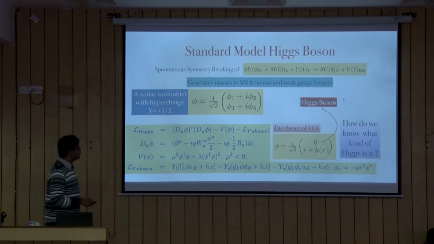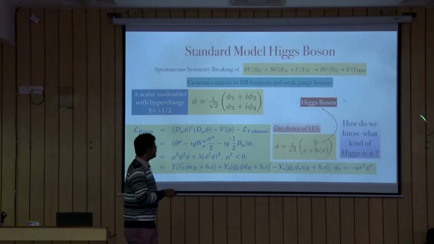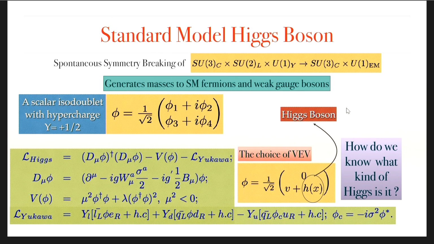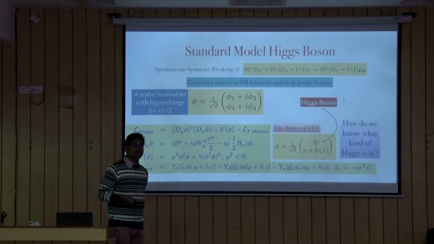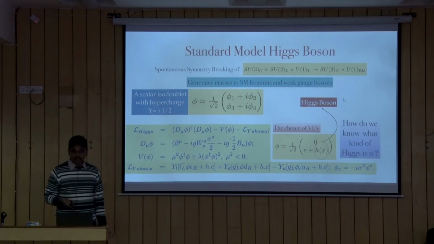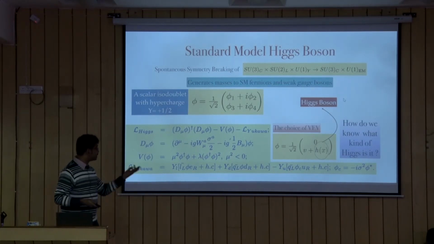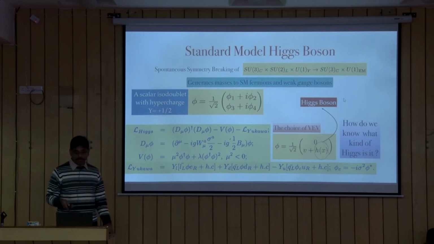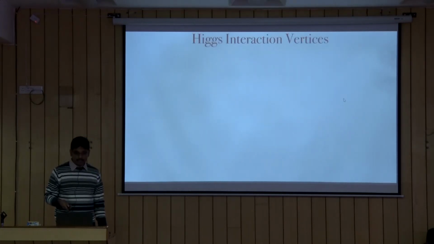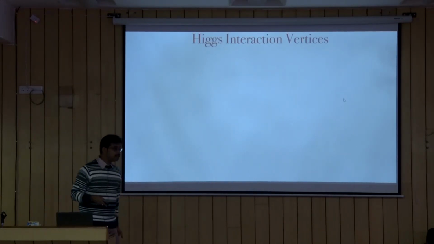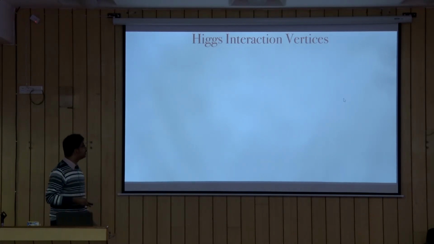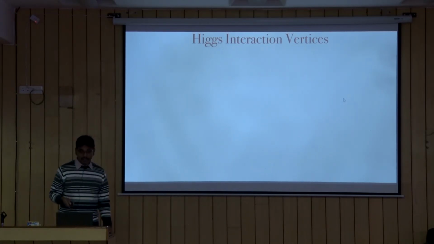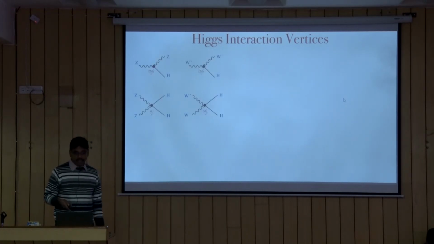Okay, but the question that we are asking is how do we know what kind of Higgs we are actually looking for? The subsequent slides are devoted to that same question: what kind of Higgs is the one we have discovered, and how can the presence of effective operators beyond dimension 4 help in illuminating that?